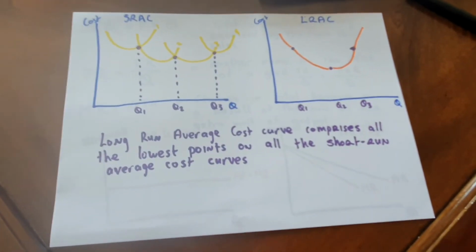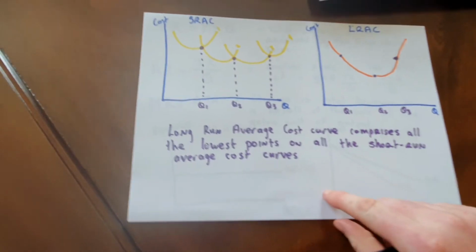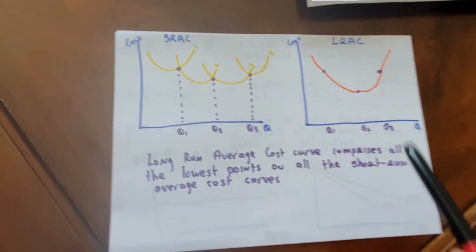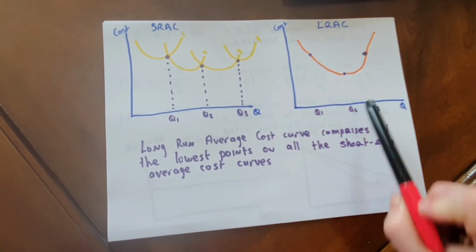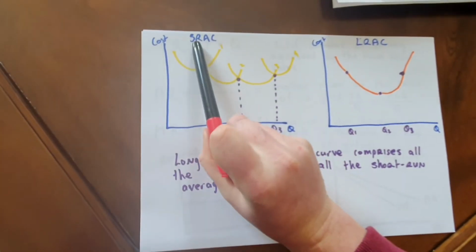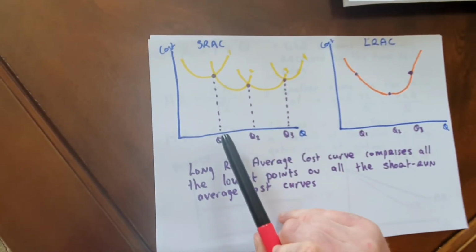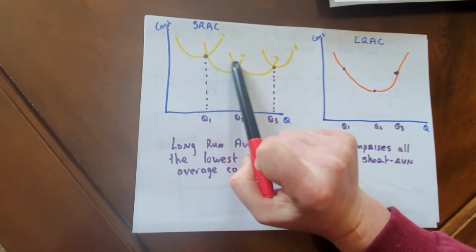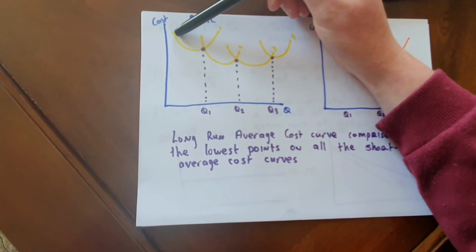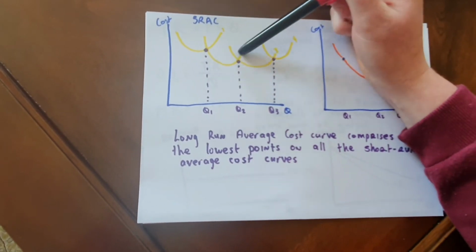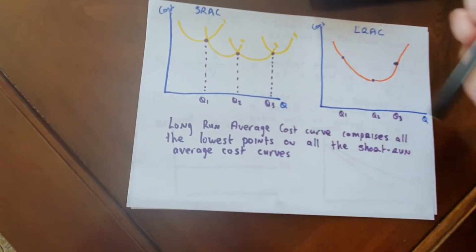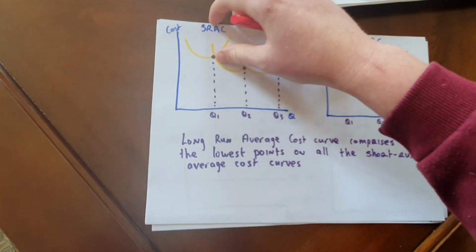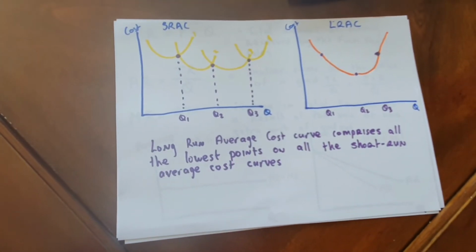So how do we go from short run to long run? In our short run, and this is our long run average cost, for our average cost in the short run, we have loads of little curves. So this could be year 1, year 2, year 3, year 4. It could be in months, it could be in weeks. It all depends on the business.